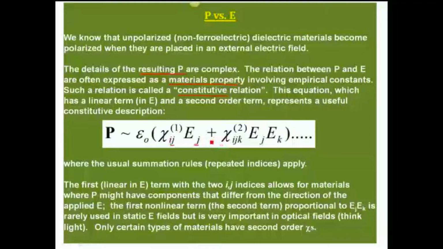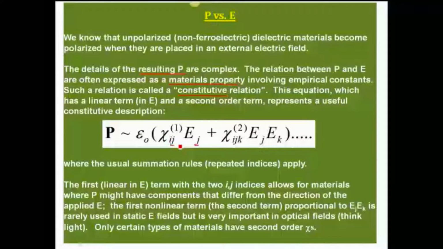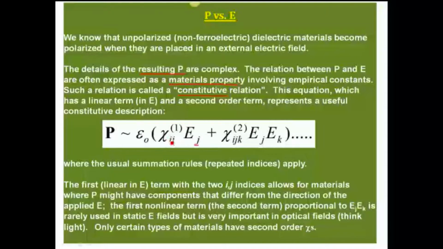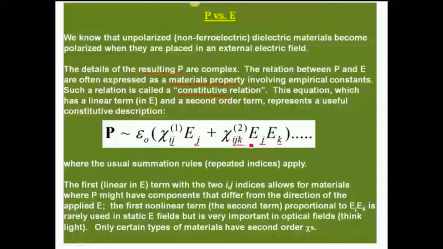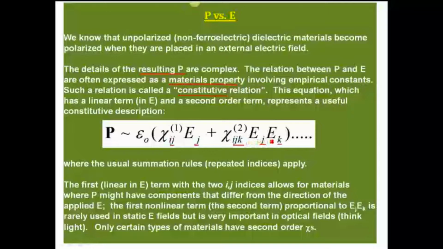How does this work? If you take a look at the linear term, the reason we have this is because there are certain materials where you apply a field in a given direction and the polarization is mixed. It has perhaps a component in that direction, but it also may have a component in a different direction. And so that's why this is here. The same goes for the higher order term where you have nonlinear behavior, so it's E squared, and you have J and K dependence, so you're summing over both of those indices. Complicated materials sometimes require this.